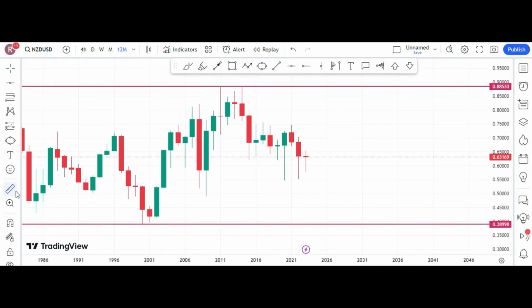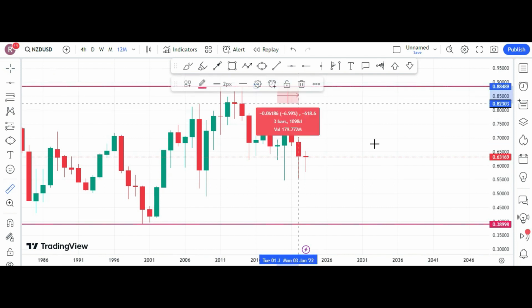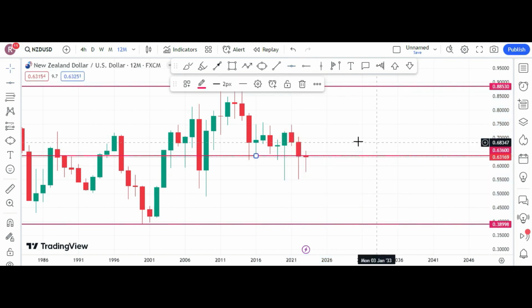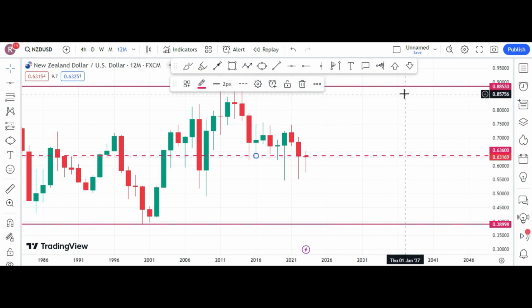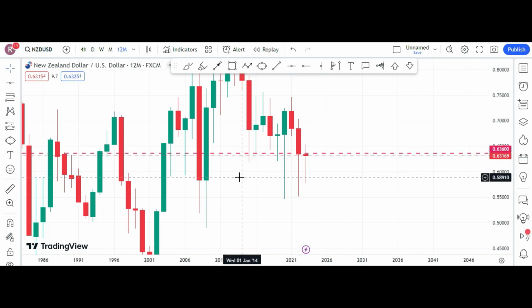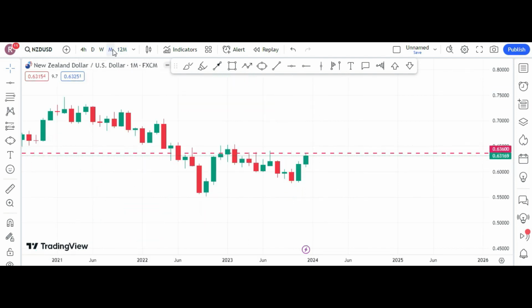The second thing I would like to show you is that this pair is just at its middle point. I hope you can see it very clearly. In the range it is at the middle point, and it can move either upward or downward, we don't know. But for the time being, I have more of a bullish bias than a bearish bias for this pair. Let's move to month now.